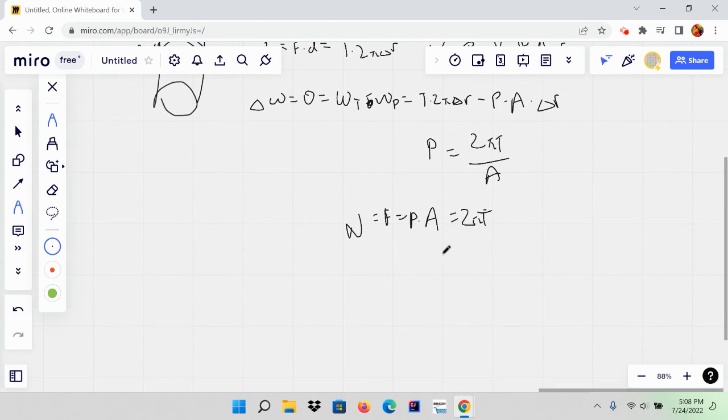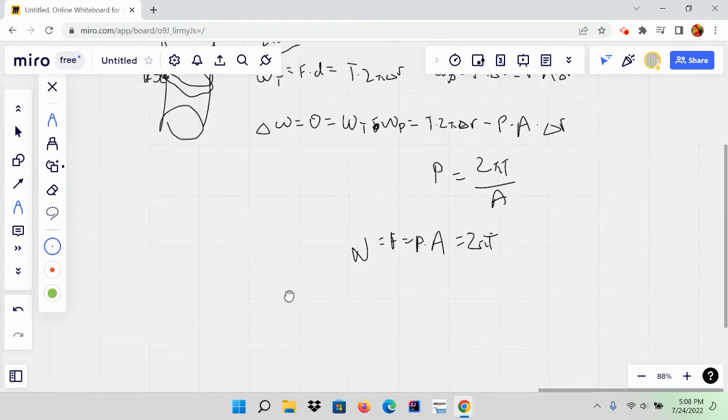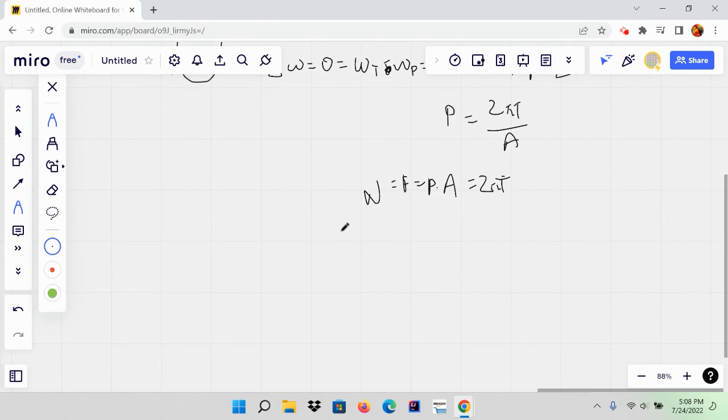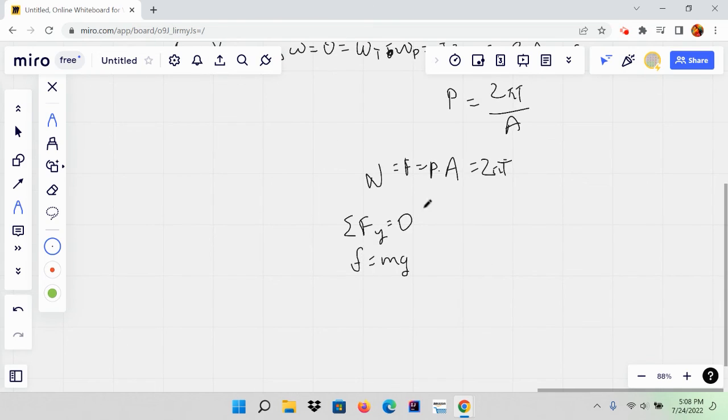All right, and now we can just use Newton's second law. We know that the sum of the forces in the y direction is 0 since it's in equilibrium. So that means that your friction force is going to be equal to mg. And your friction is equal to N times mu, because that's your maximum friction force. Your maximum static friction force is equal to your normal force times your coefficient of friction.